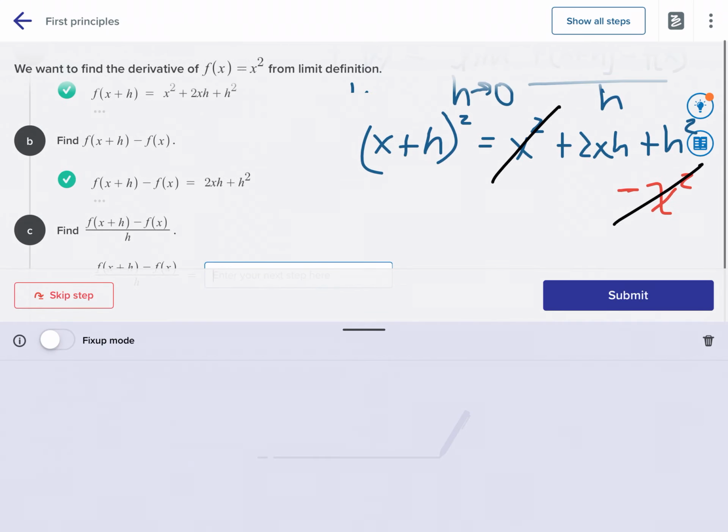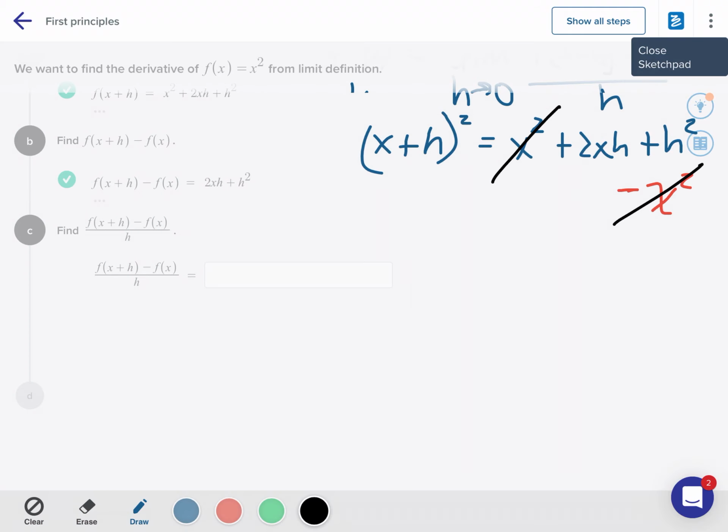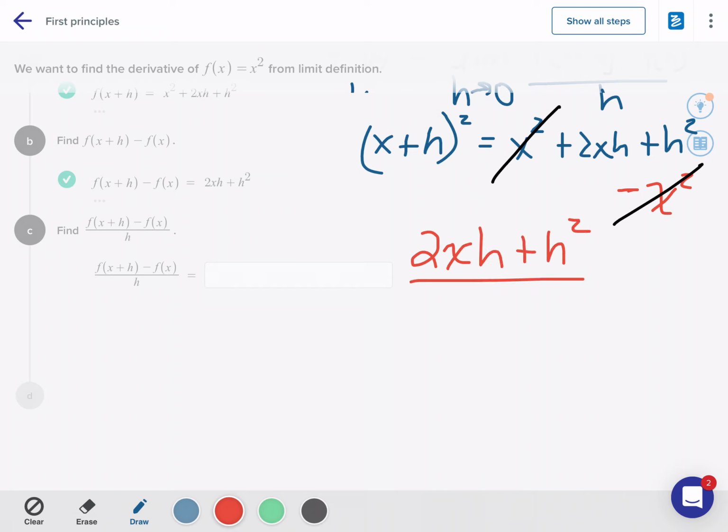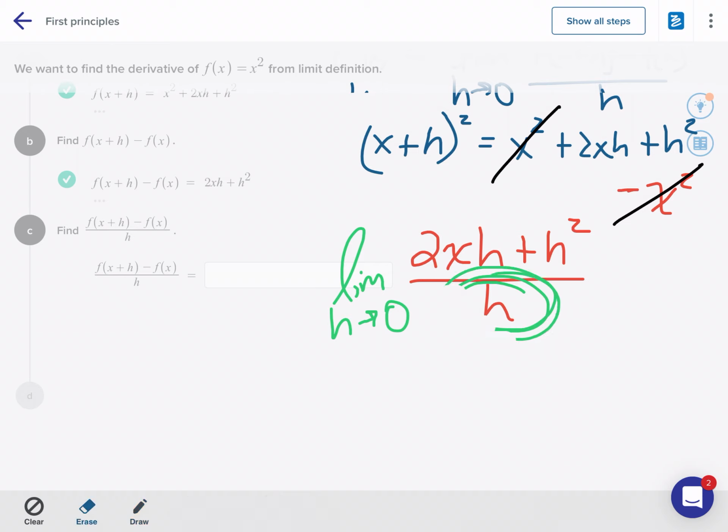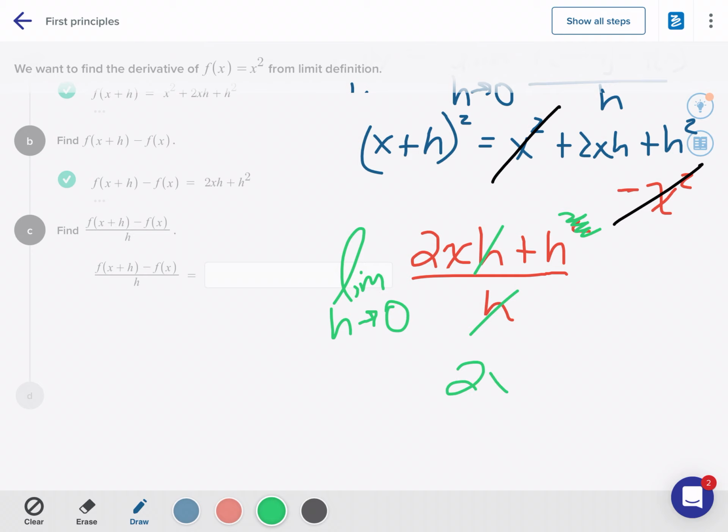Okay, now let's divide this by h. So 2xh plus h squared divided by h. Keep in mind that we cannot evaluate the limit as h approaches 0 here because you would get a 0 on bottom. So that's why we need some sort of limit analysis. And our analysis is actually pretty straightforward here because we can cancel out an h here, and one of them there. So this should become 2x plus h.